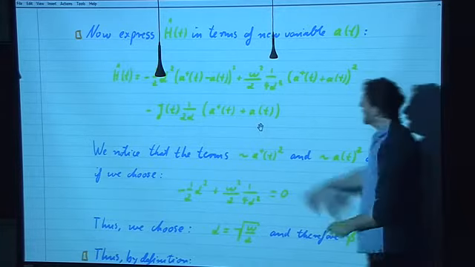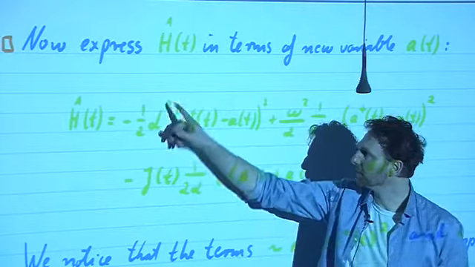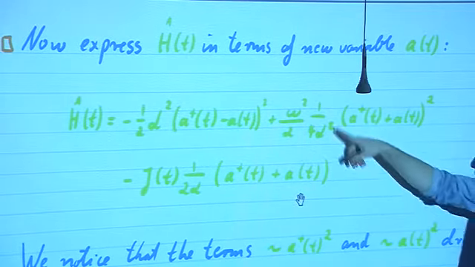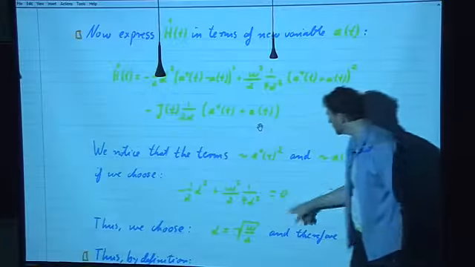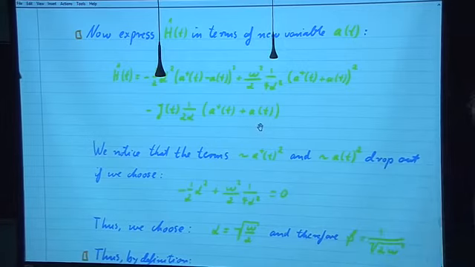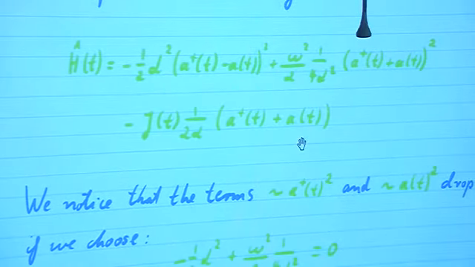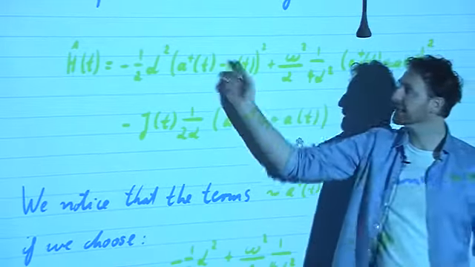See, because the a dagger squared term has a minus 1/2 alpha squared in front of it, and here the a dagger squared term has this stuff in front of it. So if we choose this plus that to be equal to 0, then the squared terms go away, and the same with the a terms, they go away as well. And then we are just left with the mixed terms, with the a dagger a terms.